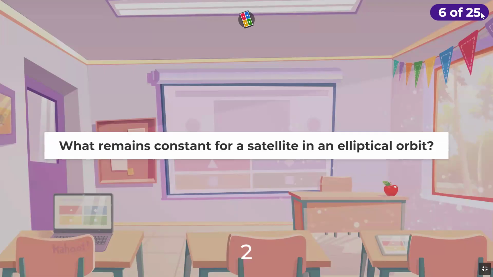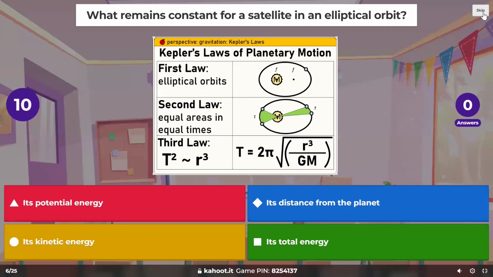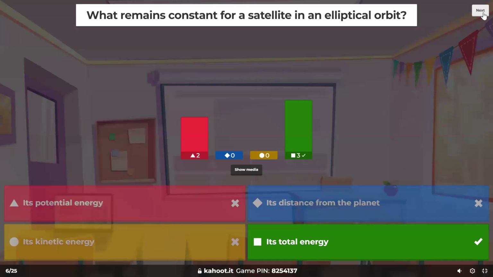What remains constant for a satellite in elliptical orbit? Constant is the total energy. Yeah, if you add together kinetic plus potential, the total energy is constant. Well, that'd be conservation of energy. Right? Conservation of energy.